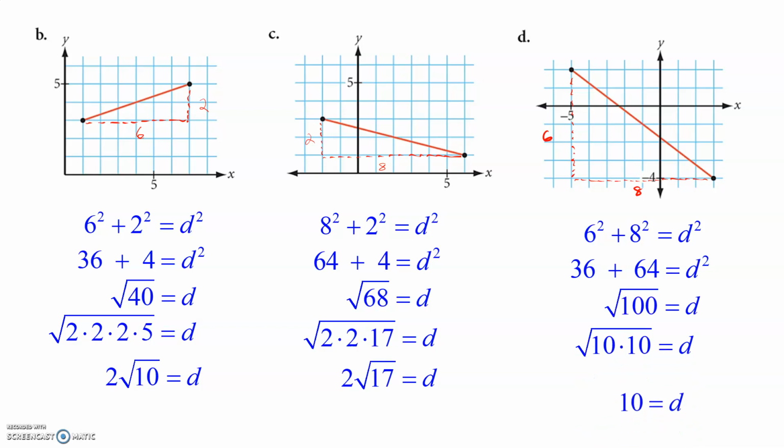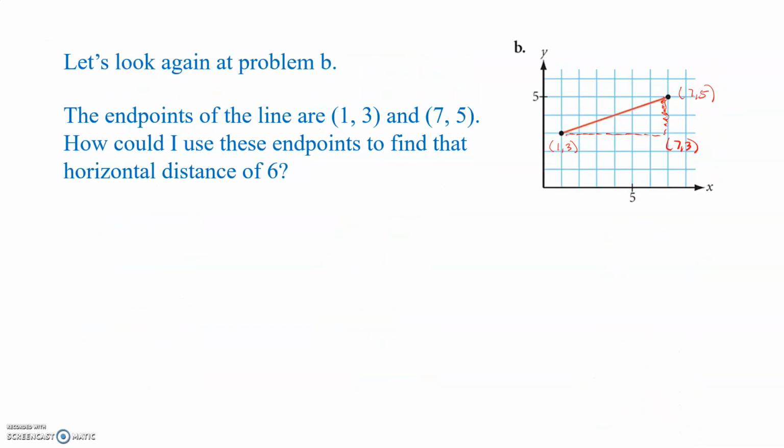I'm not going to go through all those. If you wanted to look at them, you could. Then it says look at the example B again. The endpoints are 1, 3, and 7, 5. How could you use just the endpoints to find that the horizontal distance was 6?